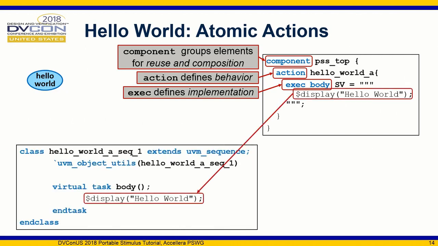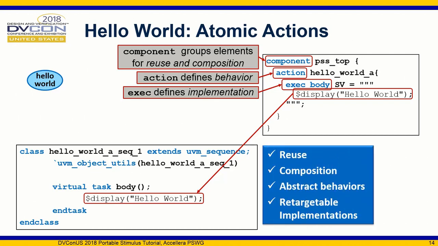When we go and generate code from this, the tool will put together whatever is necessary for the target, such as a UVM sequence, but it will take the guts of that exec block and put it into the resulting code output. So that display hello world shows up as part of the body task in this UVM sequence. And when we do that and we string a bunch of these together and we create a virtual sequence that allows them to coordinate how those things execute, that's how you get a UVM test from a portable stimulus specification. So we have reuse, composition, abstract behaviors, and retargetable implementation, all in 5 lines of code.